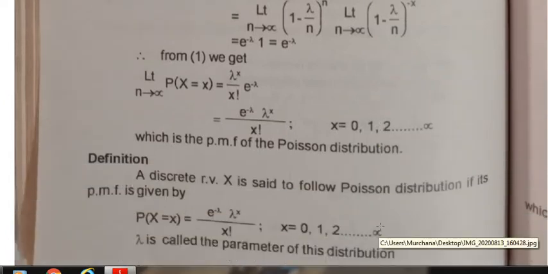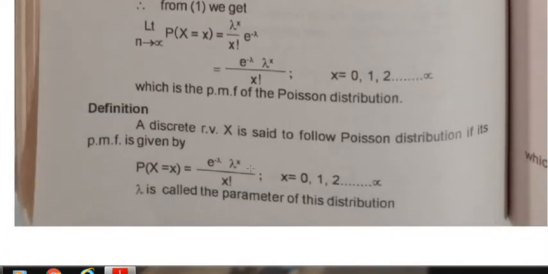And let me define Poisson distribution. A discrete random variable X is said to follow Poisson distribution if its probability mass function is given by P(X = x) equals e to the power minus lambda, lambda to the power x divided by x factorial, and x takes the values 0, 1, 2, 3 up to infinity. And here lambda is called the parameter of this distribution.